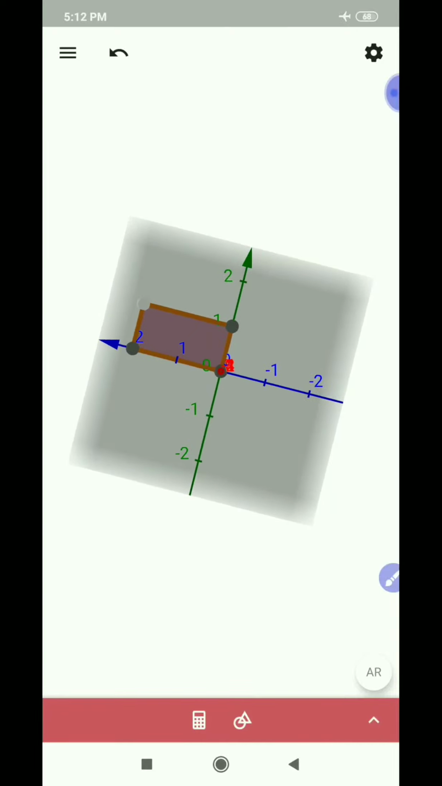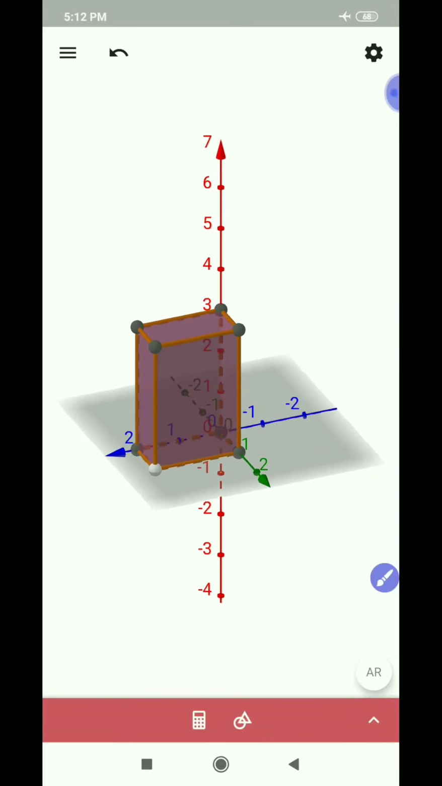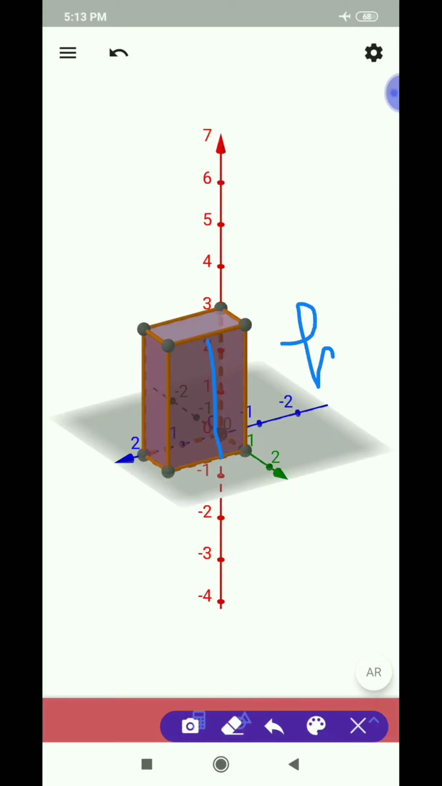Now, come to the base, students. Let its length be L and its breadth be B, and the height of the cuboid, look here, the height of the cuboid is h.